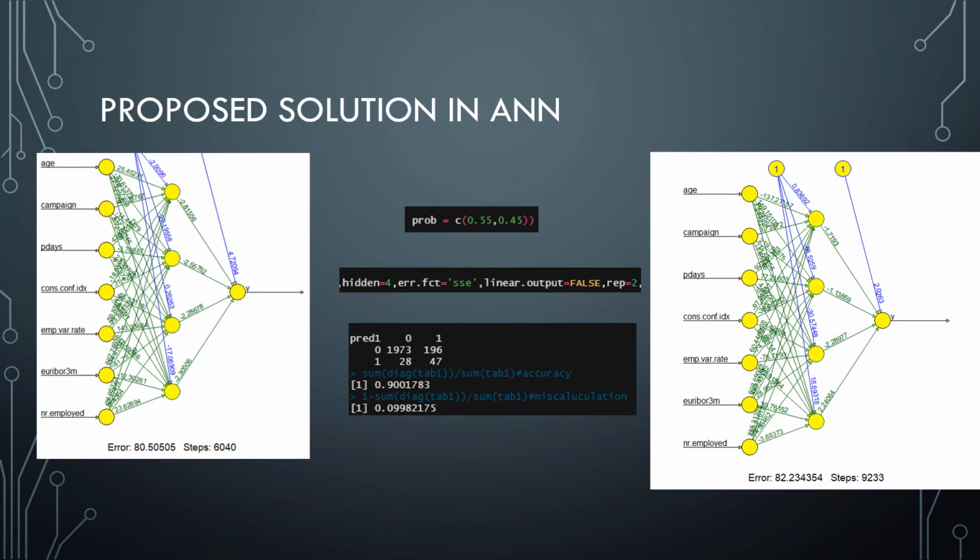Next is proposed solution ANN. To get the higher accuracy and lower miscalculation rate, I had to shuffle the number of hidden neurons and number of iterations. Moreover, probability was set to 55 and 45. I had to play with two main parameters, a number of hidden neurons, which I set to 4.